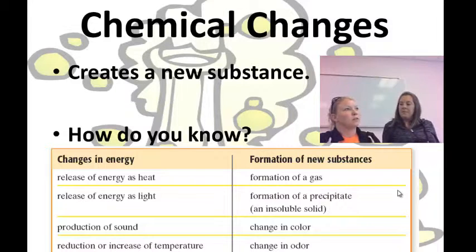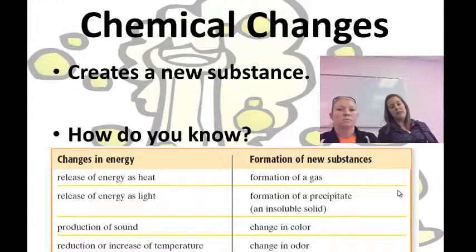So, like fireworks, when they explode, they make that boom and light. Heat too, yeah, because it could burn you. Heat, light, and sound all come in fireworks. That's one big example of chemical change.